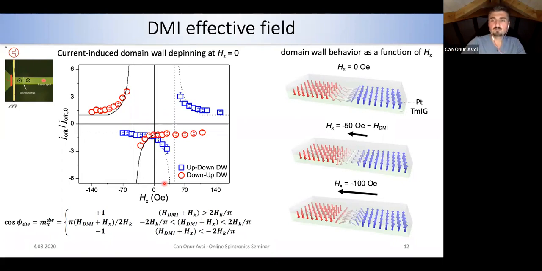But what was puzzling for us is that in this kind of system, the platinum is on top of the thulium iron garnet. And so we observe a left-handed chirality. But left-handed chirality for platinum cobalt systems, for instance, occurs when platinum is underneath the magnetic layer, not on top, which means that here we would expect a right-handed chirality. However, we got a left-handed chirality.